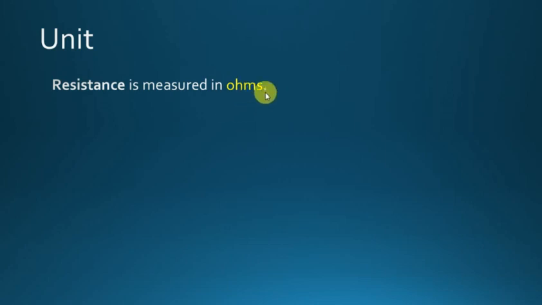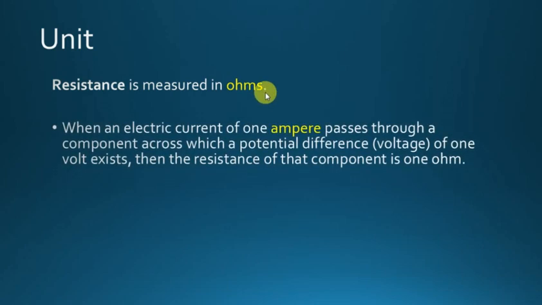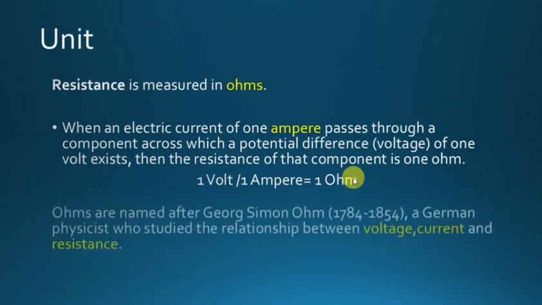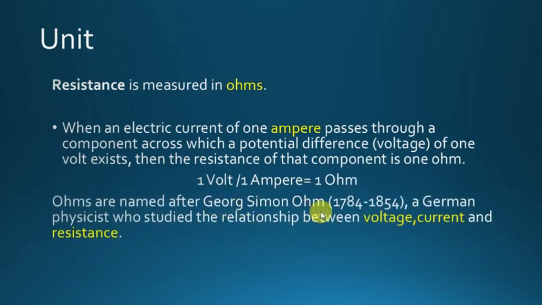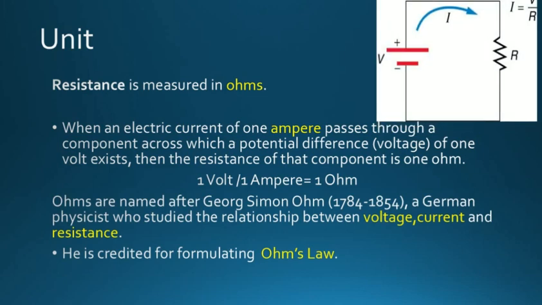The definition of ohm is as follows: when an electric current of 1 ampere passes through a component across which a potential difference of 1 volt exists, then the resistance of that component is 1 ohm. Mathematically, 1 volt over 1 ampere is 1 ohm. Ohm is named after George Simon Ohm. He was a German physicist who studied the relationship between voltage, current, and resistance. In the circuit, you can see when there is a 1 volt difference and 1 ampere current, then 1 ohm resistance is present.